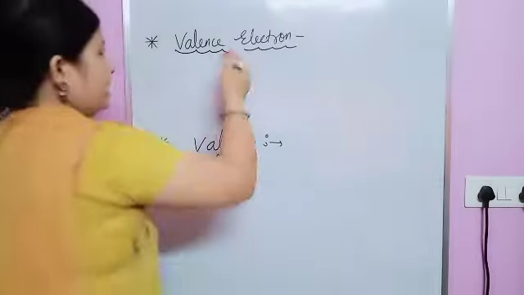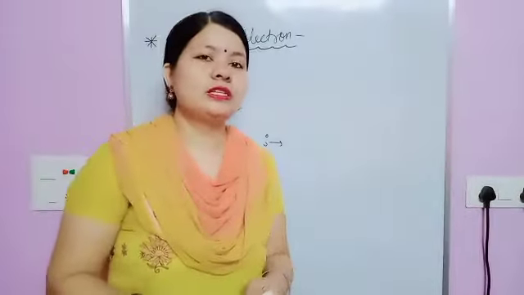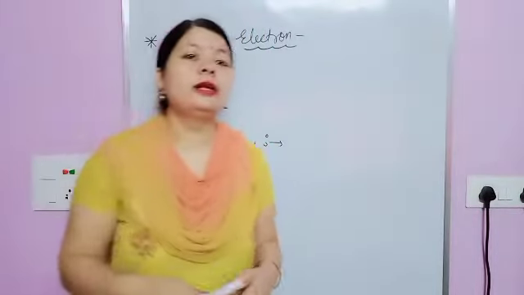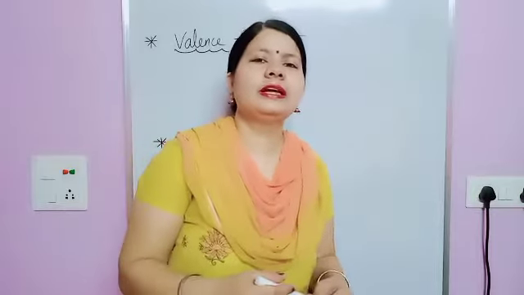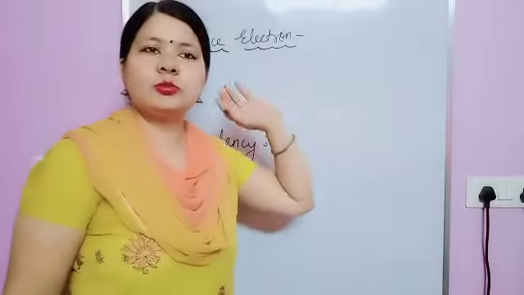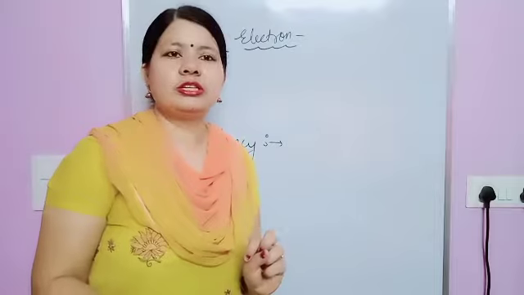Okay, class. The next topic is valence electron. Now, what is valence electron? First of all, valence shell. The outermost shell is known as the valence shell, and the electron present in that outermost shell is known as valence electron. Simply, the outermost shell is the valence shell, and the electron present in the valence shell is known as valence electron.